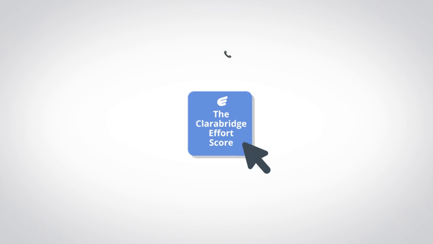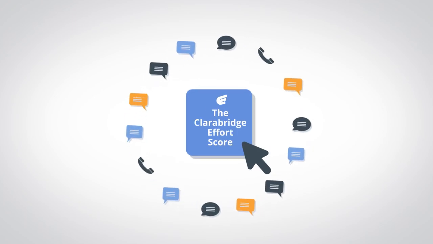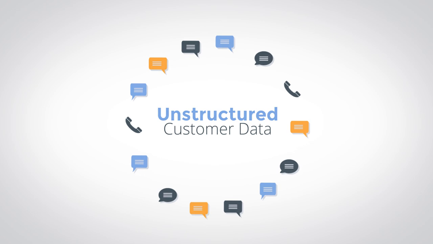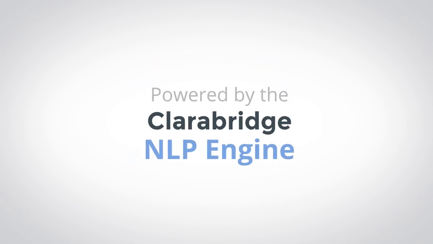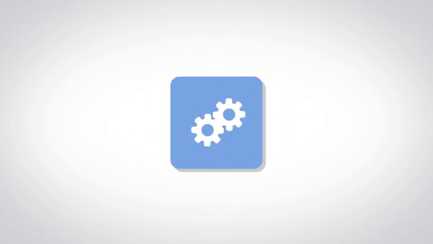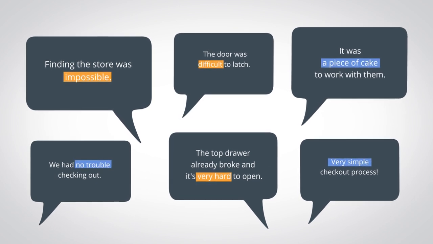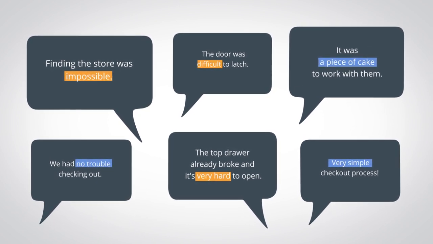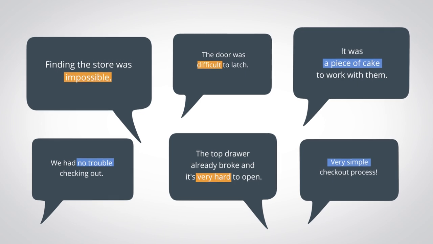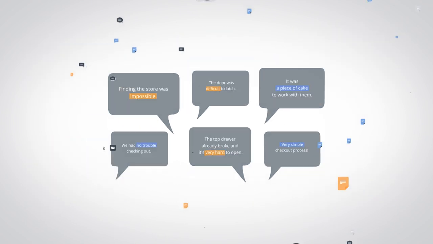The Clarabridge Effort Score provides businesses with a new metric to evaluate unstructured customer data. Powered by the Clarabridge NLP engine, machine learning algorithms work behind the scenes to derive the score and determine customer effort based on text feedback. Individual sentences are evaluated for significant words, phrases, and linguistic features that are commonly found in expressions of effort.